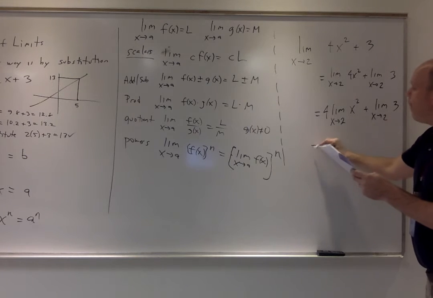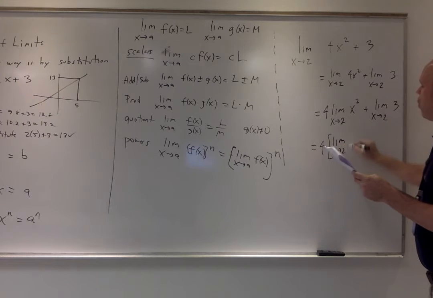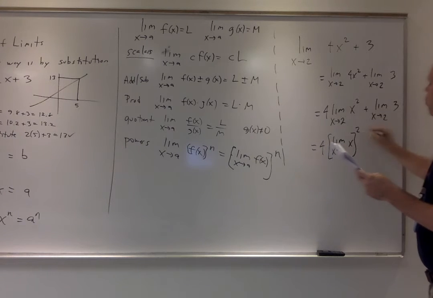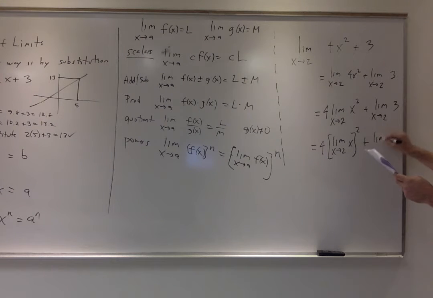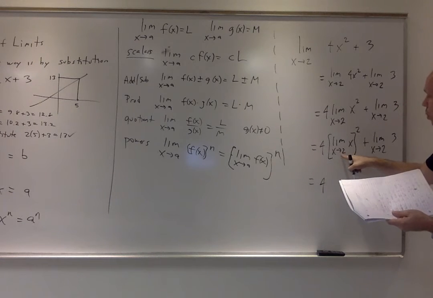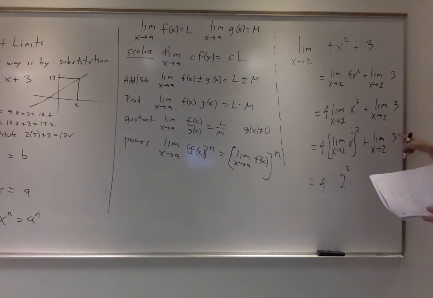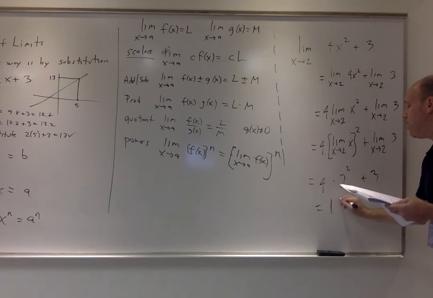What's going on here? I can say 4 times the limit as x approaches 2 of x, the whole thing squared, plus the limit as x approaches 2 of 3. And then we just apply some of our rules. Well, this is 4. We just substitute it right here. That's 2 squared. And we know the limit of a constant is just the constant. Well, that's 16 plus 3 is 19.